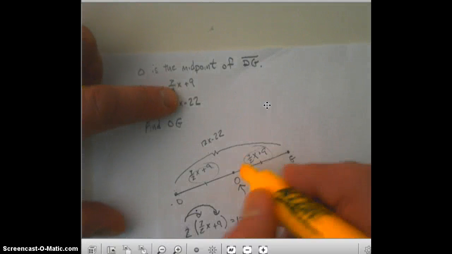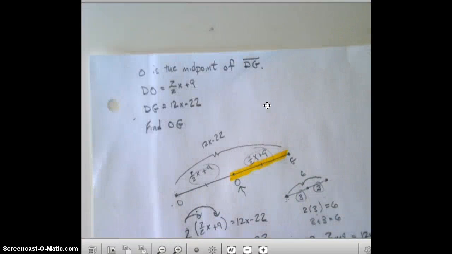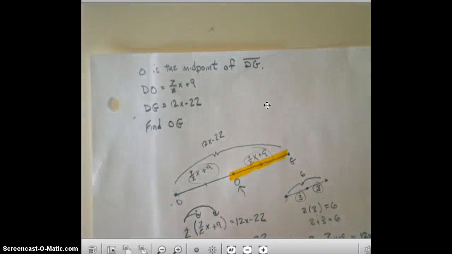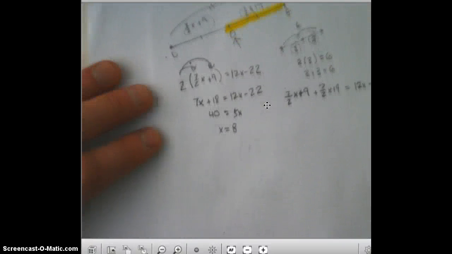So looking back at the beginning, we want to find the length of OG. So we have a couple choices. We could find the length of DO, because it's the same as OG, or we could find the length of the whole thing, DG, here, and we could cut that in half. I think it's easier to just take 7/2 x plus 9 and work with that. So let's get a little clean space.